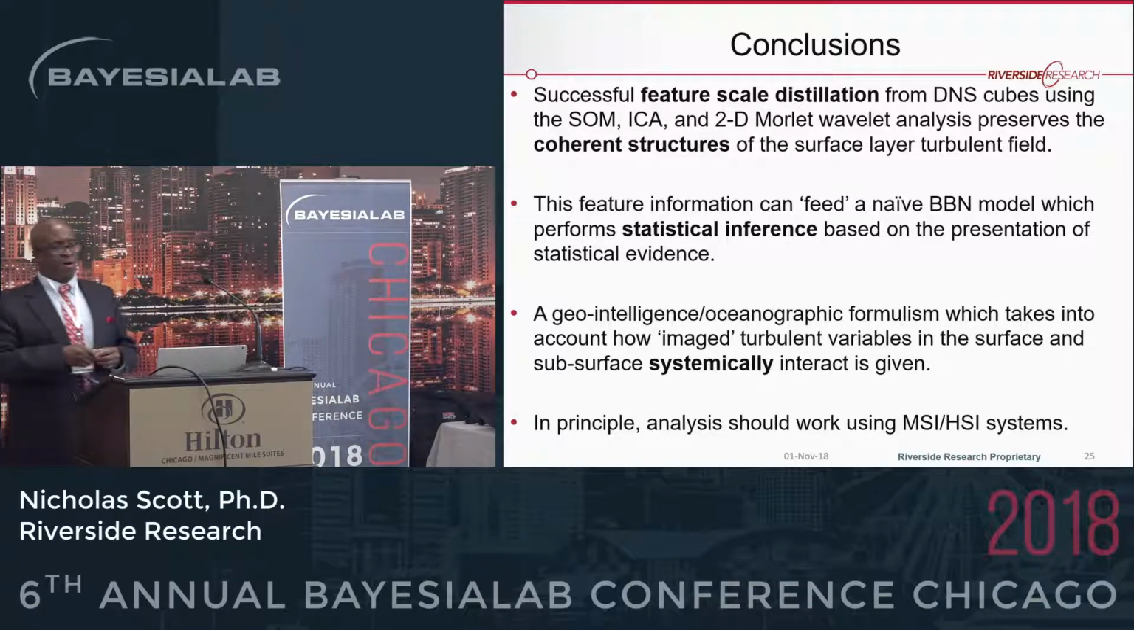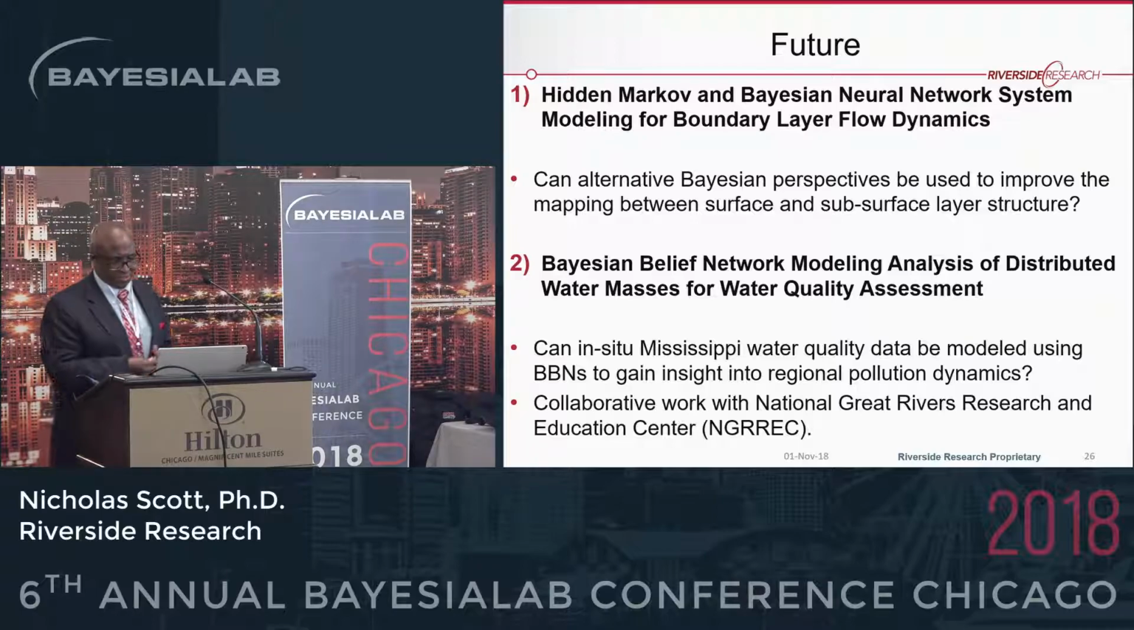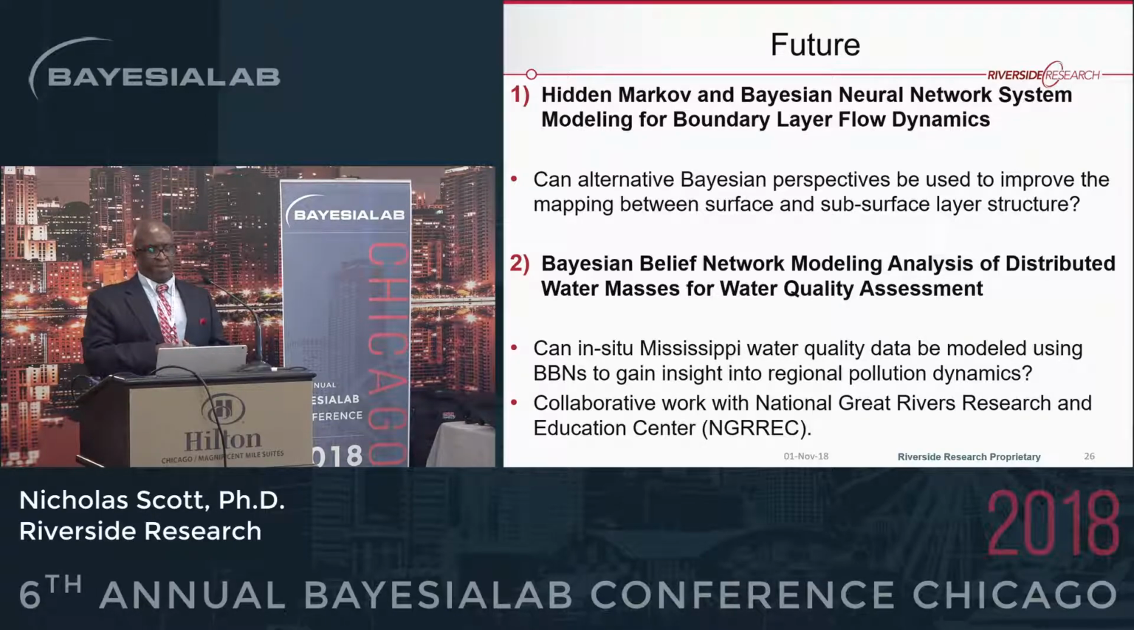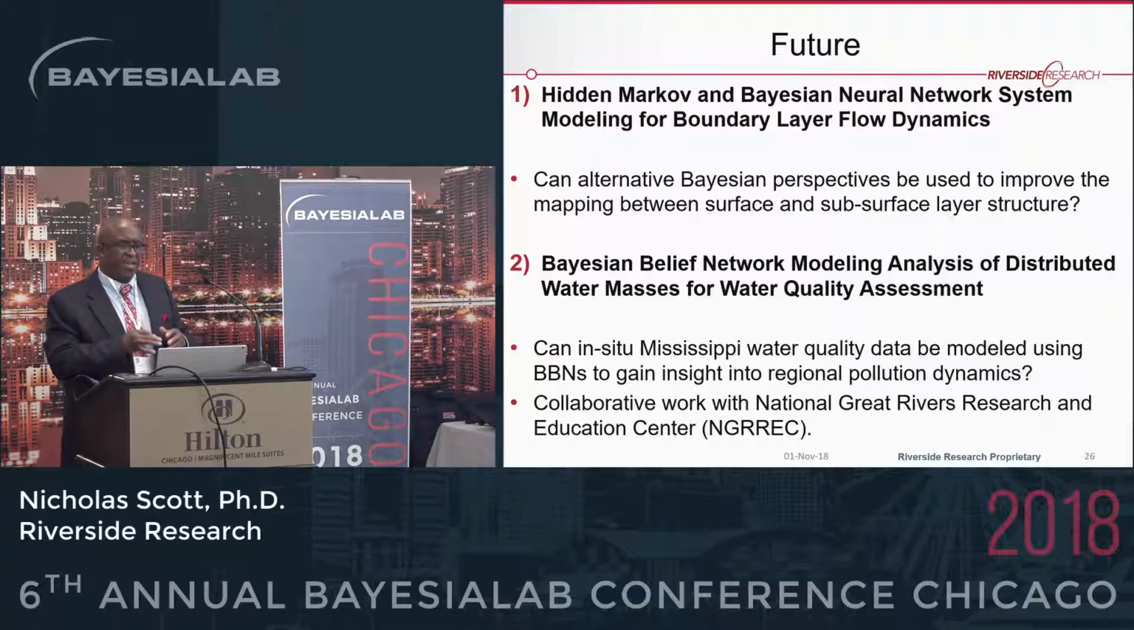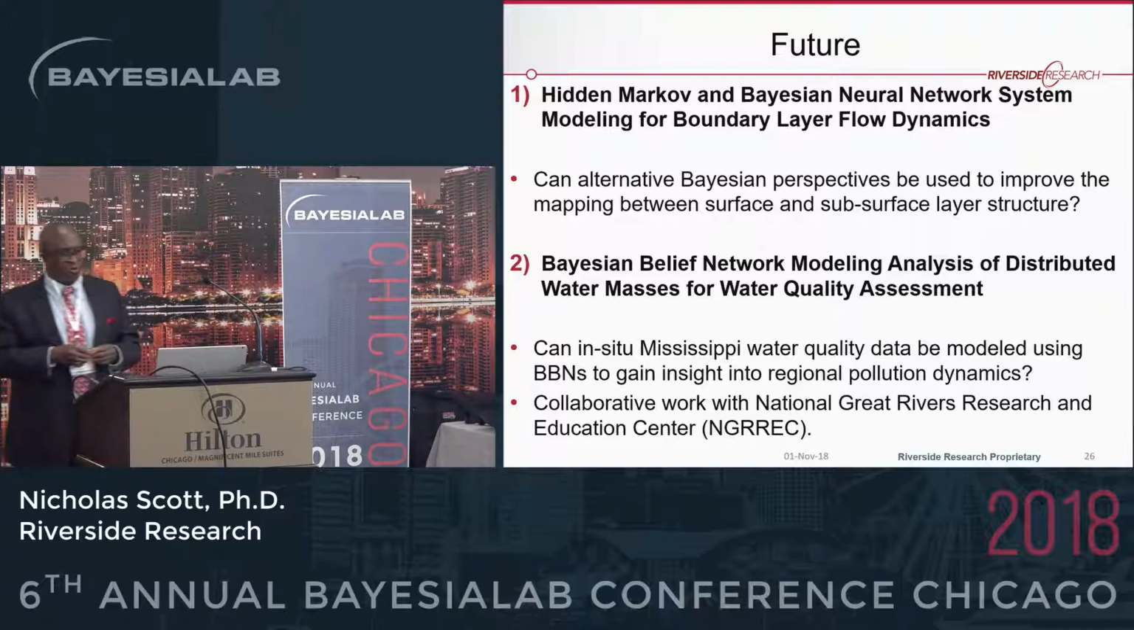For the future, we're looking into hidden Markov and Bayesian neural network system modeling for boundary layer dynamics. The question being, can the Bayesian perspective be used to improve our mapping between, again, the surface and the subsurface? And then extending what we've had from the small scale to a much broader array of water masses. Again, as I talked about, as the long-range goal.